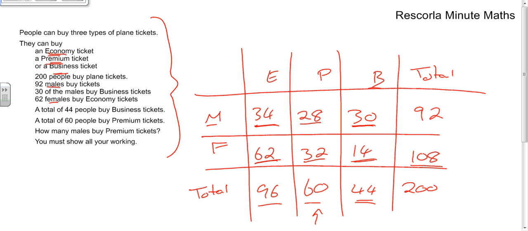But remember, we've got to answer the question as well. And the question is, how many males buy premium tickets? So males, premium, that's going to be this one here. So the answer is 28. Well done if you got that one.